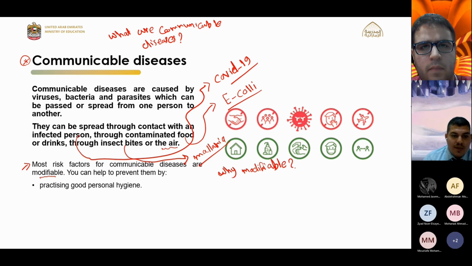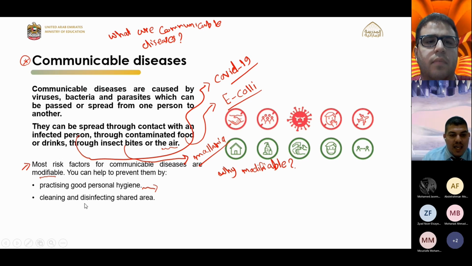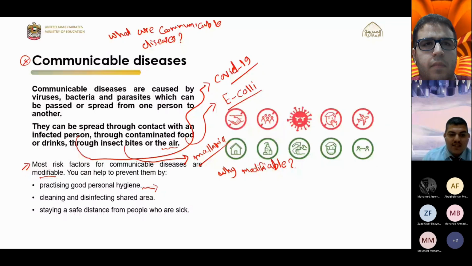First, practicing good personal hygiene. Think about hand washing and how it keeps you away from bacteria and viruses. Number two, cleaning and disinfecting shared areas. For example, during COVID-19, we kept disinfecting shared areas to prevent the indirect transmission of bacteria and viruses. And finally, staying a safe distance from people who are sick. Clear?